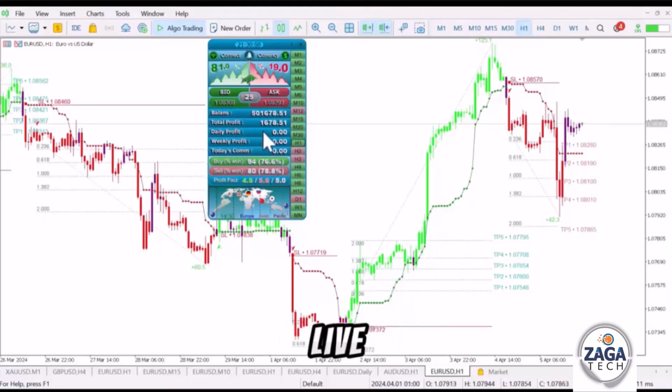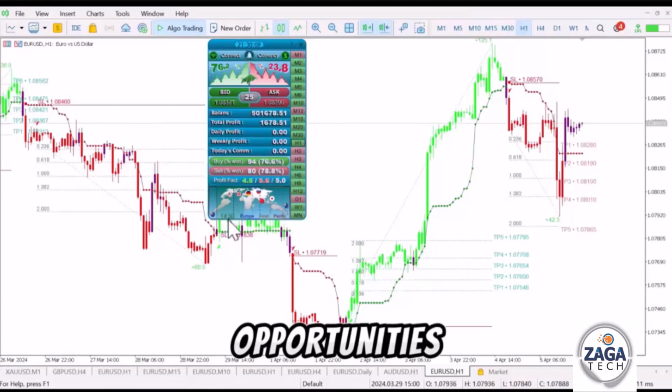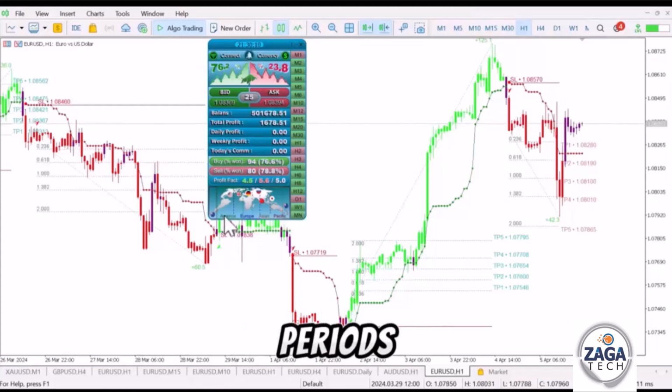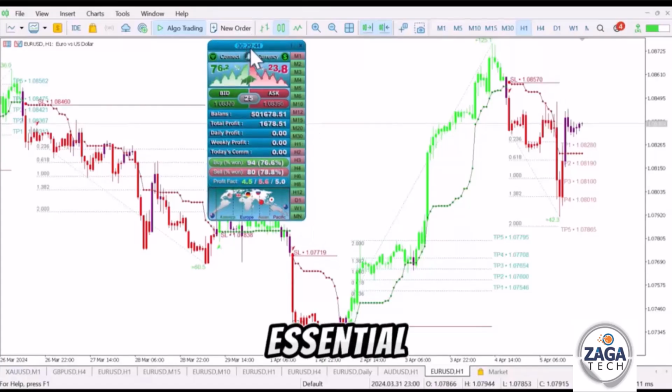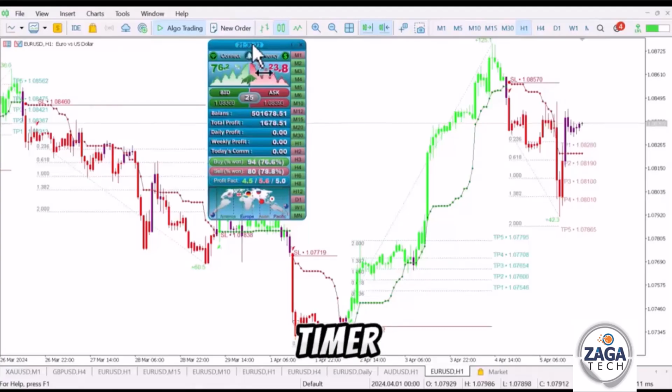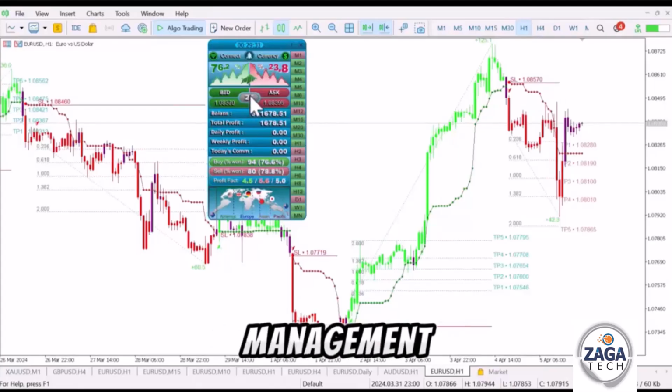17. Live trading time session. Provides real-time information about the current trading session, helping traders stay informed about market activity and trading opportunities during specific time periods. 18. Live spread display, candle timer, and local time and server time. Offers essential tools for monitoring market conditions, including live spread display for assessing trading costs, candle timer for tracking time intervals between candle closes, and local time and server time for synchronization and time management.